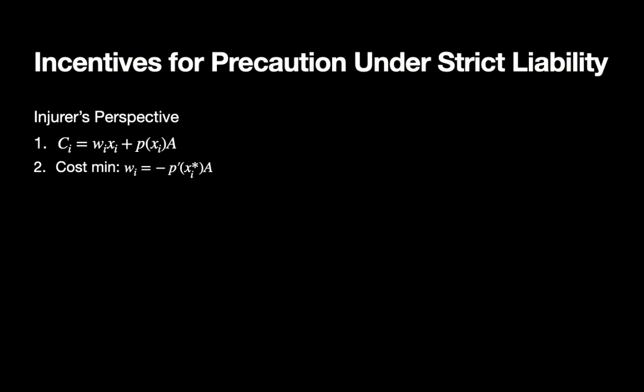Here we see that under a strict liability rule, the injurer has incentives to take precaution up to the point where the marginal benefit of precaution is equal to the marginal cost of precaution. That is, the injurer has incentives for efficient precaution.